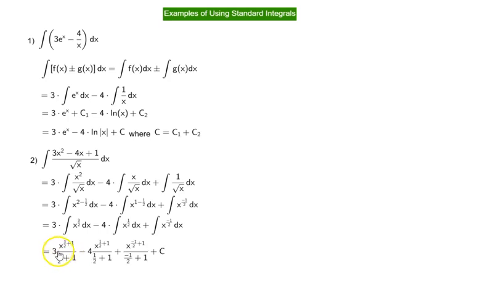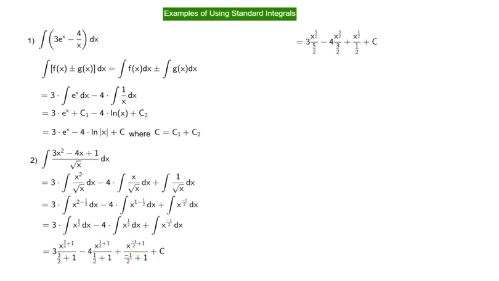When we apply that, we get 3 times x to the power of 3 by 2 plus 1, divided by 3 by 2 plus 1, minus 4 times x to the power of 1 by 2 plus 1, divided by 1 by 2 plus 1, plus again x to the power of minus 1 by 2 plus 1, divided by minus 1 by 2 plus 1.